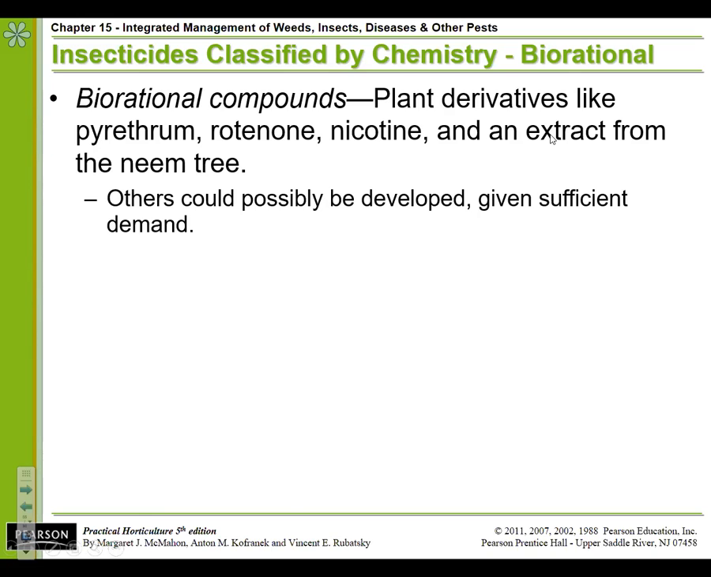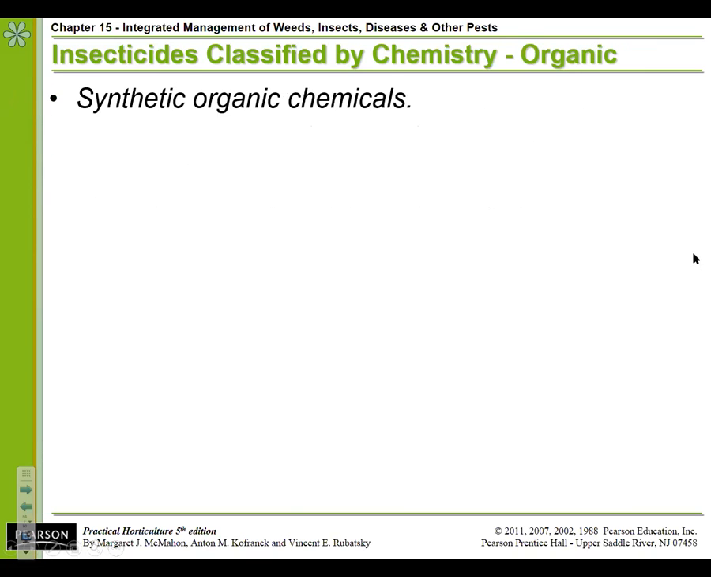The biorational compounds, we're looking at those that are the plant derivatives, such as pyrethrum, rotenone, and nicotine, as well as azadirachtin, an extract from the neem tree, basically we witnessed that insect pests don't feed on these plants, or by feeding on them, they die. So we developed preparations based on these plant derivatives and use these. Most of those are able to be used in organic production.